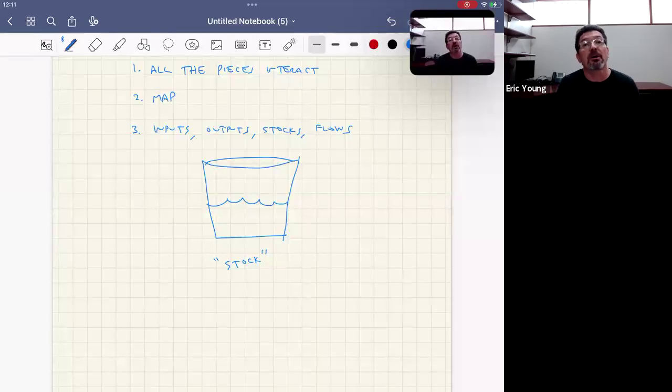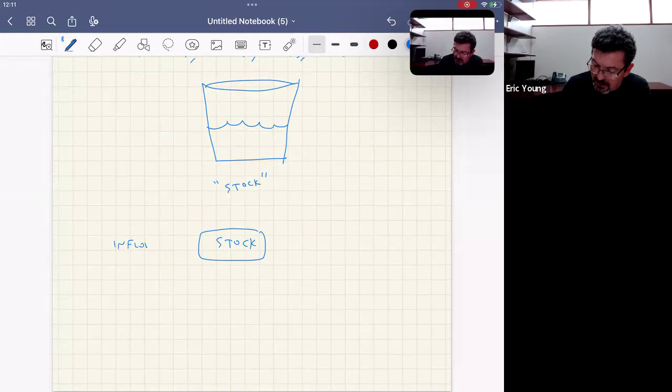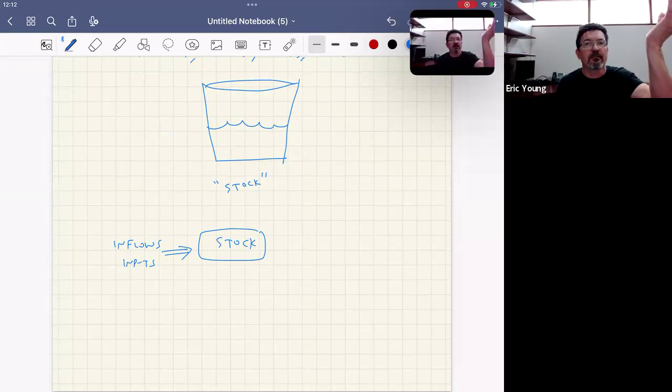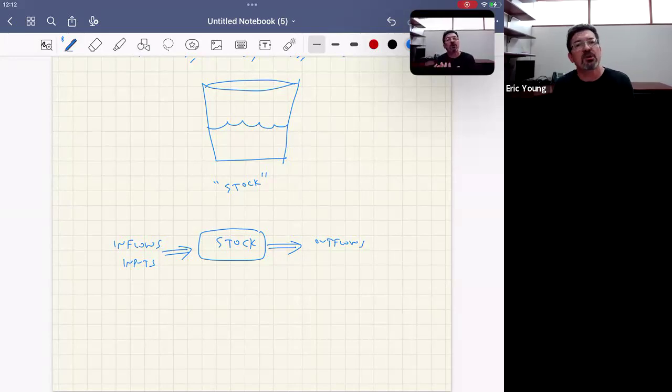But stocks are affected by flows. So we want to think of it this way. You have a stock. You have money coming in. These are called inflows, or we can call them inputs. And they go in, and inflows raise your stocks. And then you have money going out. You have outflows. Those outflows reduce your stock.